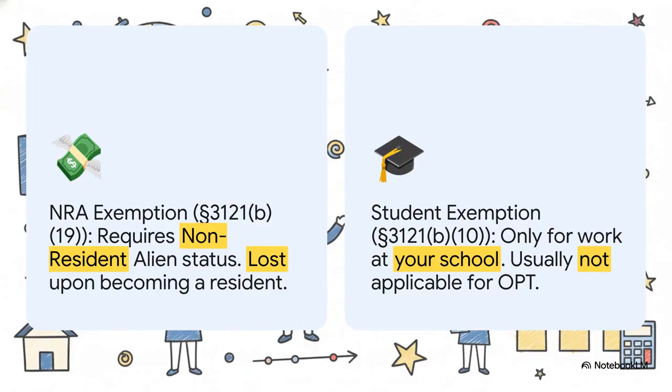Now, you might be thinking, wait, aren't students exempt from FICA? And this is where it gets tricky. There are two different paths to a FICA exemption. The first one, under IRC Section 3121(b)(19), is for non-resident aliens on F, J, M, or Q visas. The moment you become a resident alien, that path is closed to you, gone. The second path, the student exemption, only applies to work you do for your own school while you're enrolled. So if you're on OPT working for some tech company, that exemption doesn't apply.